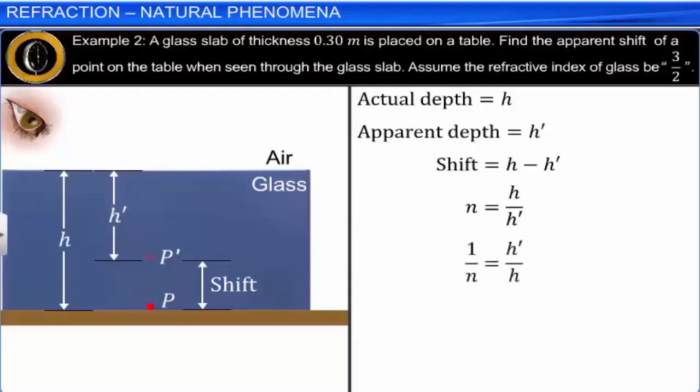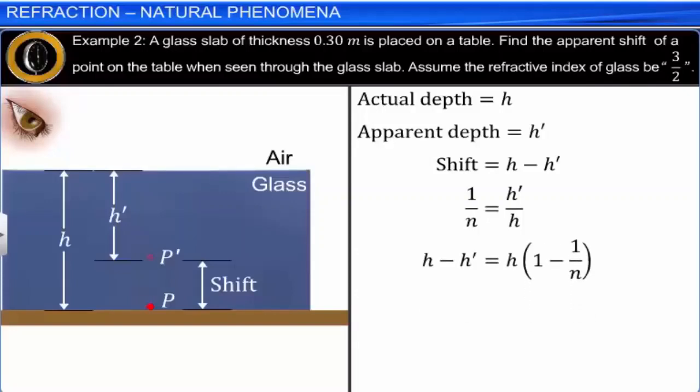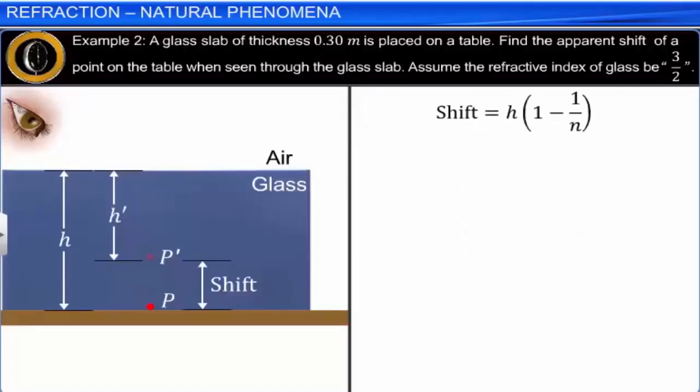On further simplification, we get shift is equal to h into 1 minus 1 by n. Given that h is equal to 0.30 meter and n is equal to 3/2, substituting these values in the above equation and on further simplification, we get the shift as 0.10 meter.